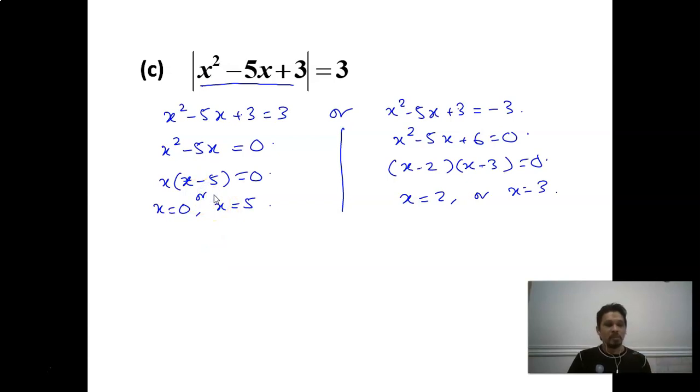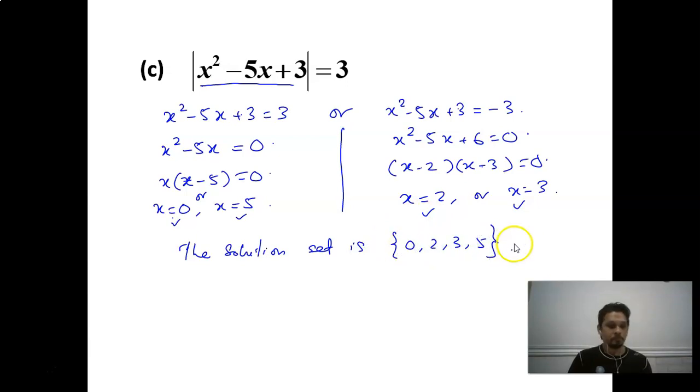Okay, so then we could take all these 1, 2, 3, and 4. So then the solution set is, okay, 0, 2, 3, 5. There you go.